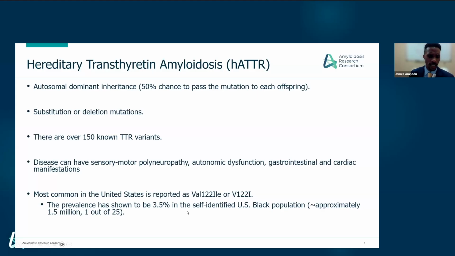When we talk about the variants, the most common in the United States is actually V122I. And this is important because it is reported to be in 4% of self-identified U.S. Black population. So that's 1 out of every 25 can have this mutation, which then can lead to disease.